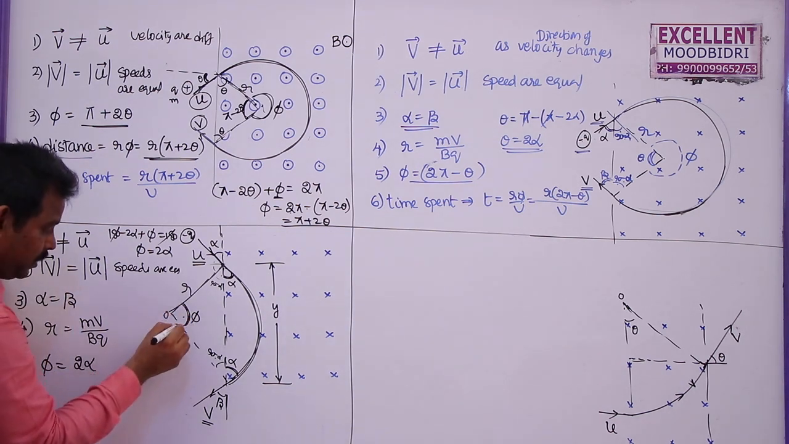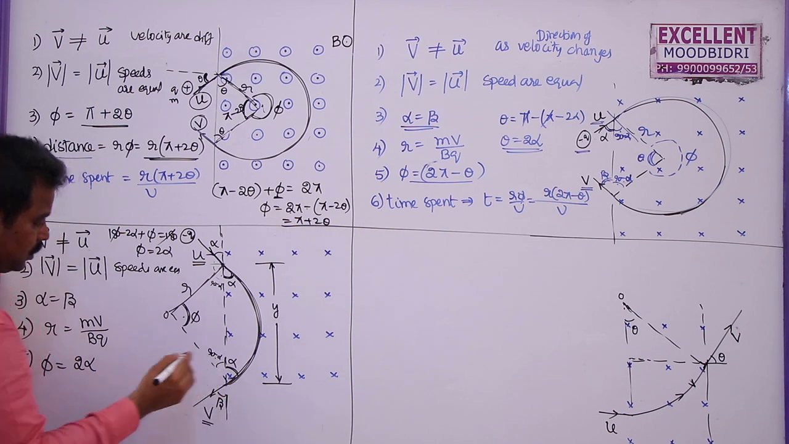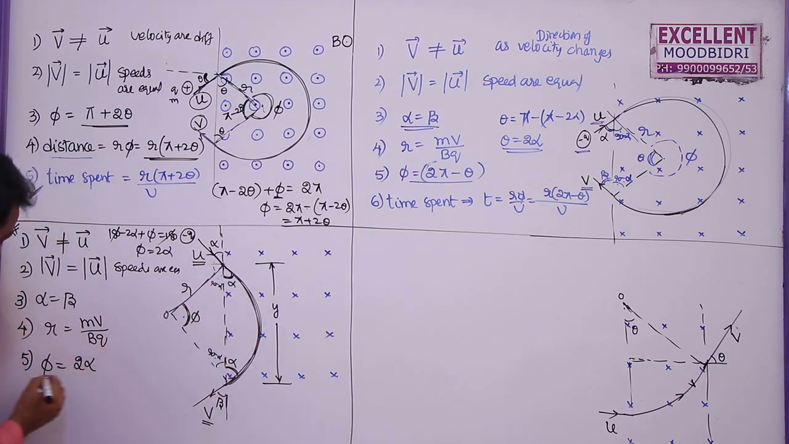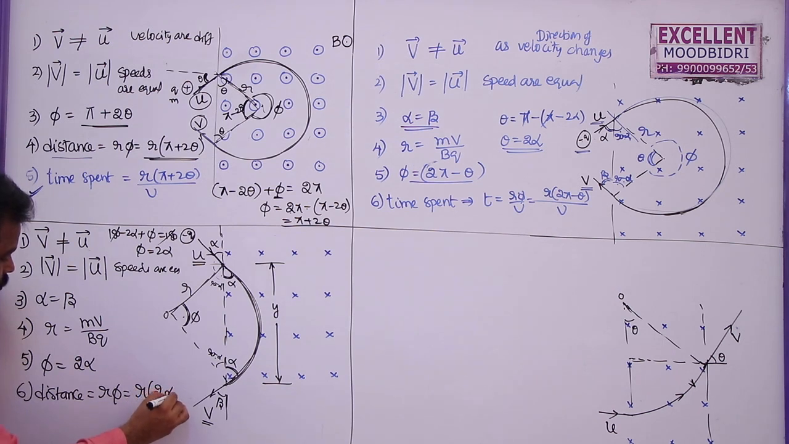Now after finding this one, I can find the distance travelled here. The distance travelled is going to be r alpha. That is, r into alpha, and this phi is equal to 2 alpha. What is this 2 alpha? It is already given here, so we can substitute this one. Now, what is the time spent by this charged particle? Time spent is given by distance travelled by speed, that is 2r alpha by v.